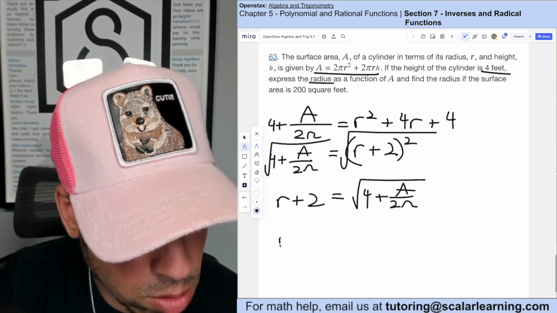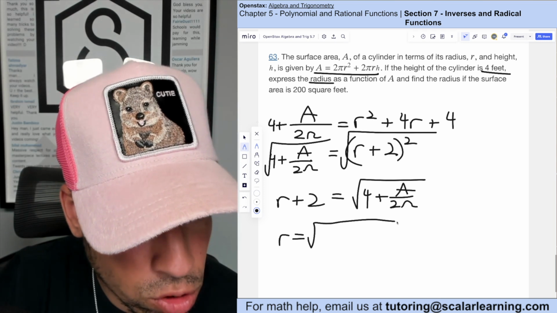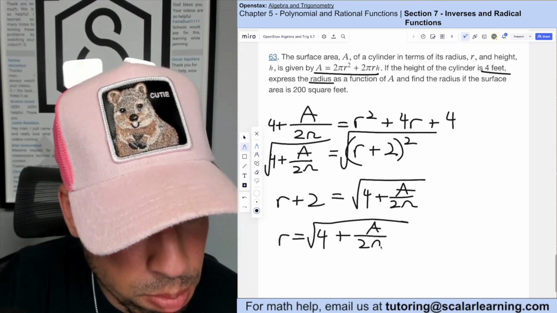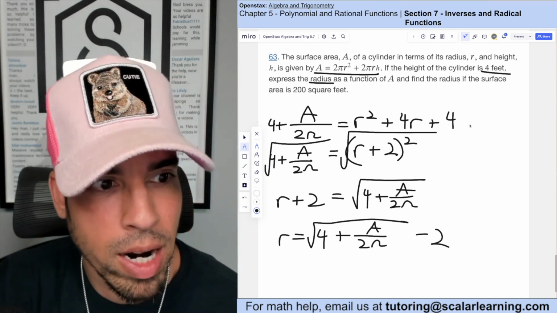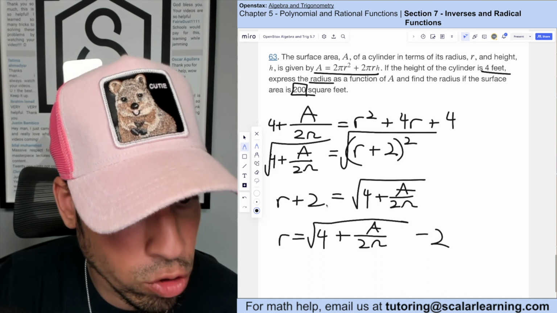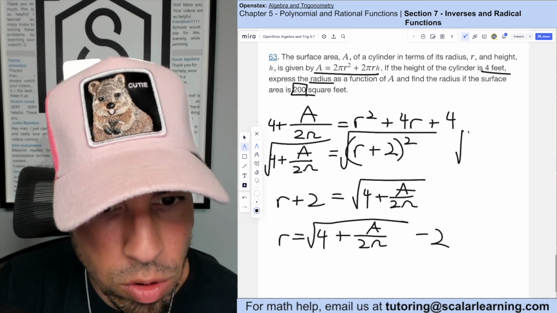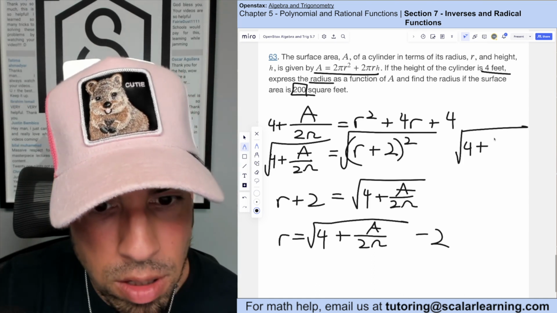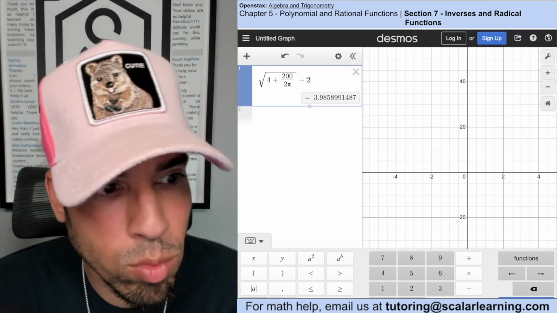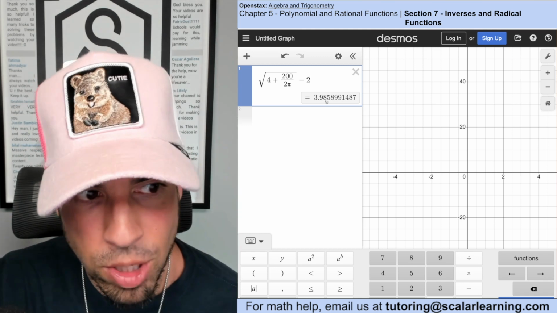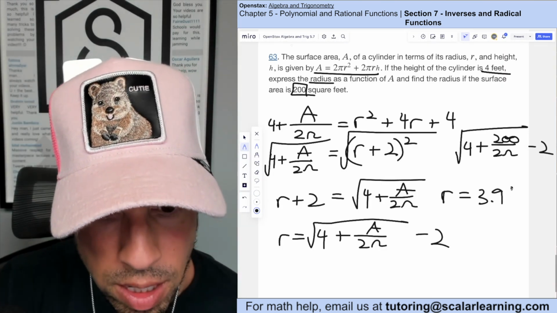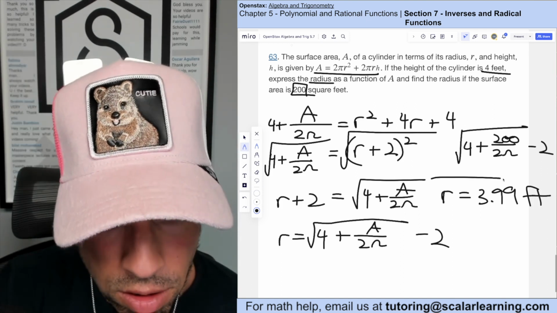Last but not least, we're going to subtract 2. r equals the square root of 4 plus A over 2 pi, and then minus 2. That's outside the radical. And then we're saying we need to solve for r when area is 200. So we plug 200 in here. So it's radical 4 plus 200 over 2 pi minus 2. And what we get is 3.985, rounded to the nearest hundredth is 3.99. So the radius is approximately 3.99. The units are in feet. There's the answer.